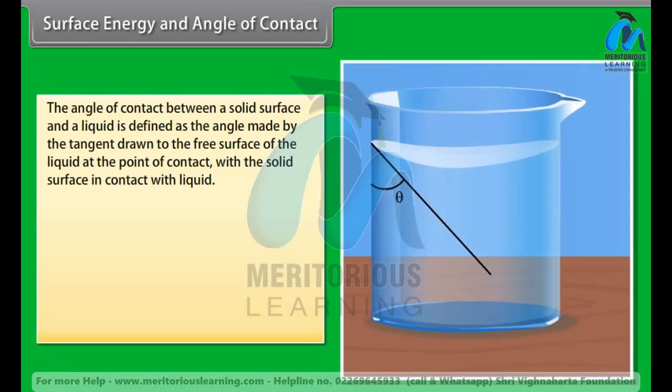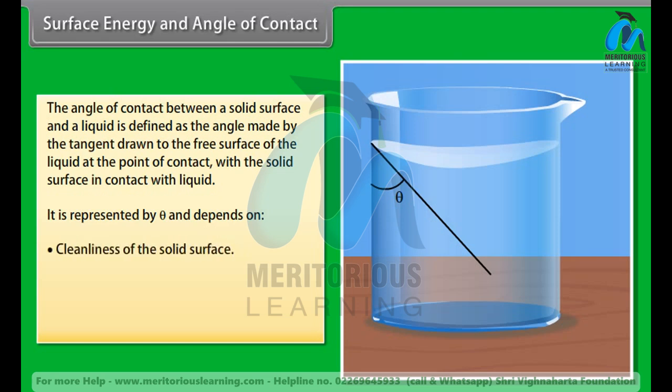The angle of contact between a solid surface and a liquid is defined as the angle made by the tangent drawn to the free surface of the liquid at the point of contact, with the solid surface in contact with liquid. It is represented by theta and depends on cleanliness of the solid surface, nature of the solid surface and liquid, and medium above the free surface.